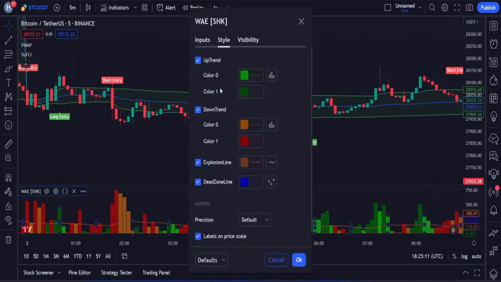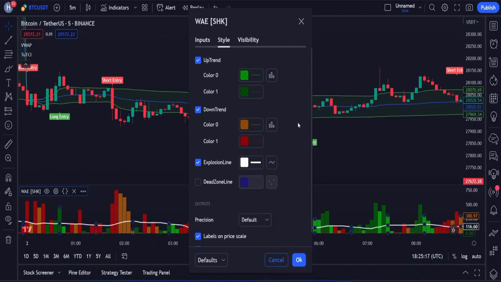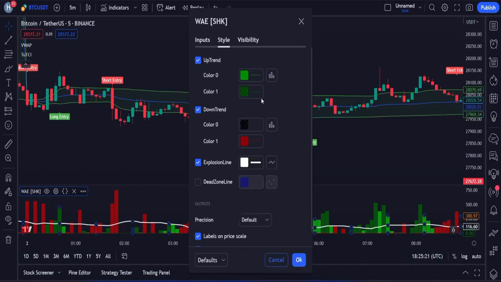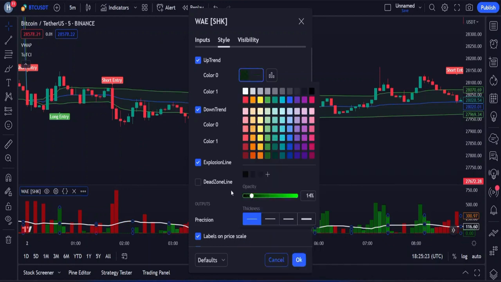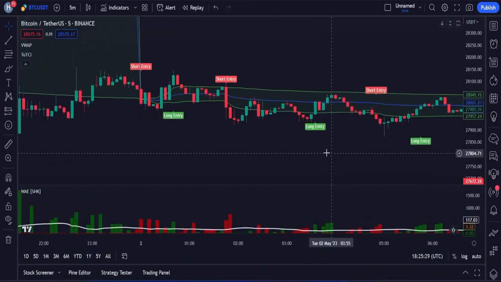In the Style section, uncheck the Dead Zone Line option. Then we will make the explosion line more prominent and visible on the chart, and change the opacity of color 0 of downtrend to 0. And do the same for color 0 of the uptrend. Make sure you carefully follow these instructions. So after this is done, this is going to be it.